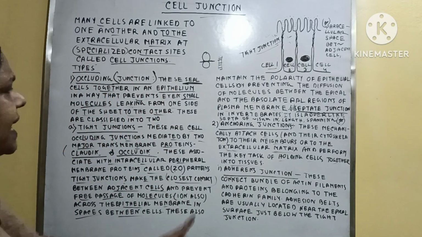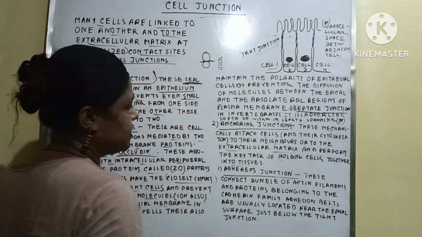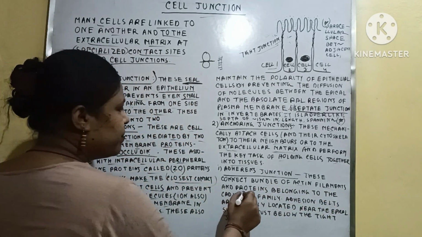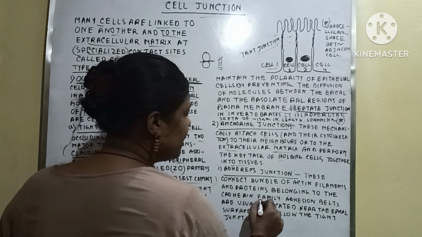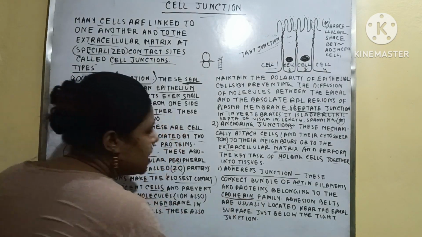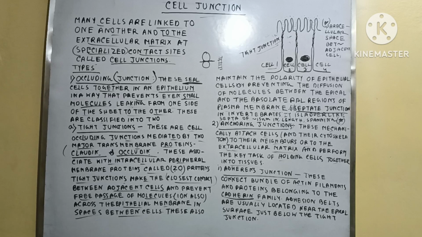These anchoring junctions are classified into two categories. One is the adherens junction, which connects bundles of actin filaments and proteins belonging to the cadherin family. Here the adhesion belts are usually located near the apical surface, just below the tight junction. So this type of junction is seen just below the tight junction.